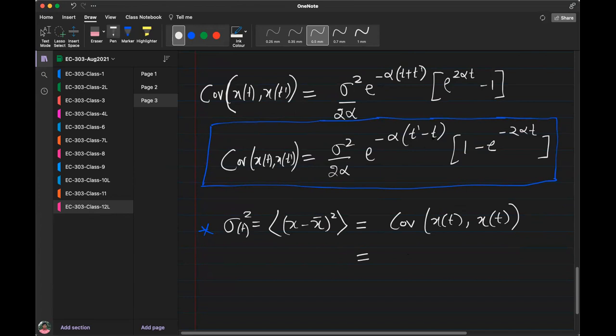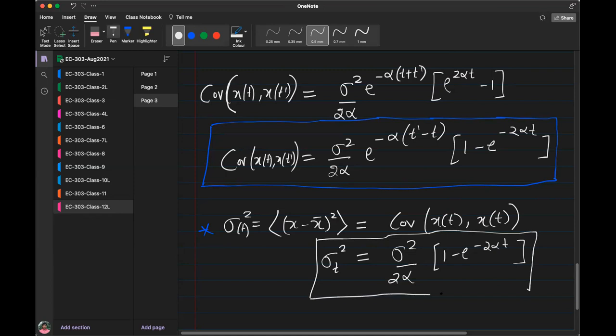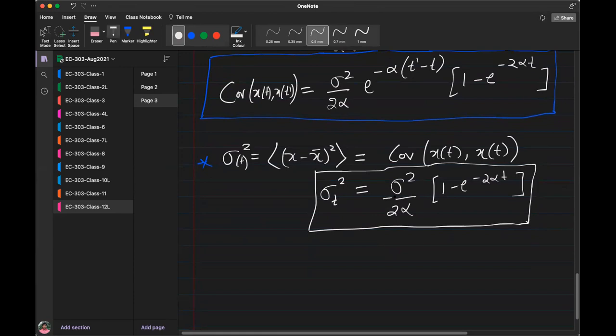So this term basically becomes 1 because t is equal to t prime, plus sigma square by 2 alpha times (1 minus e power minus 2 alpha t). So sigma square at time t for the OU process, the variance is given by this. Sigma square is the noise of the external variable, and you are dividing it by 2 alpha, where alpha is the return rate, and you multiply the entire thing with 1 minus e power minus 2 alpha t.